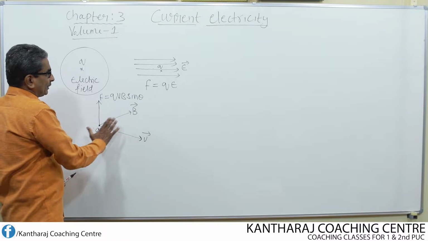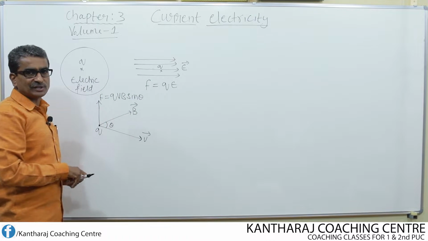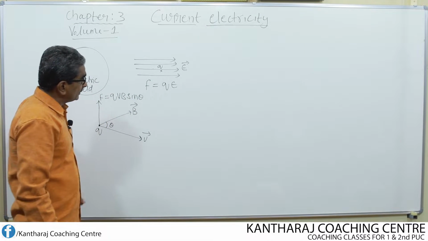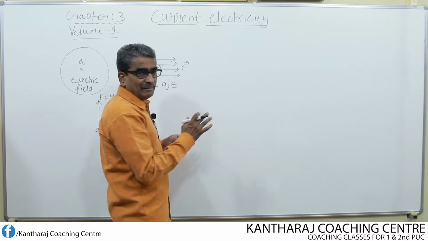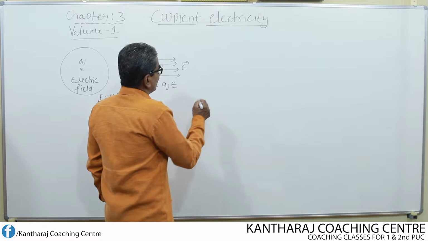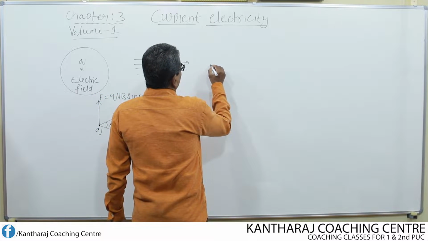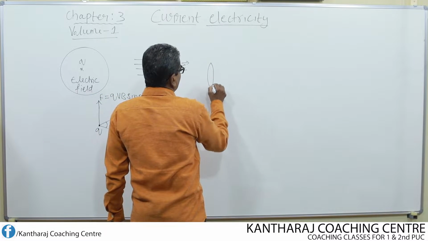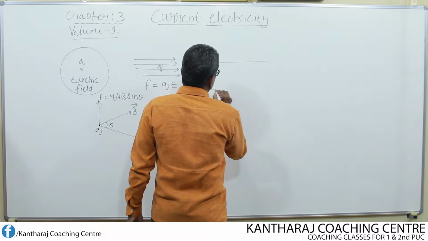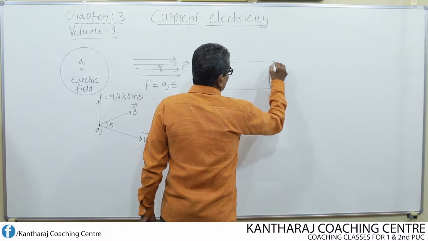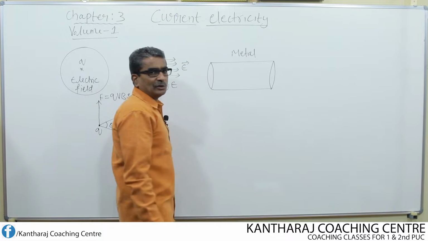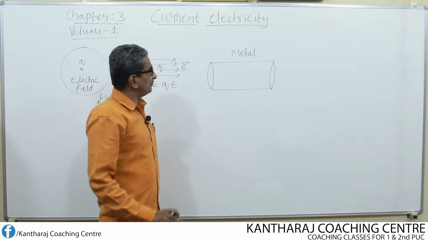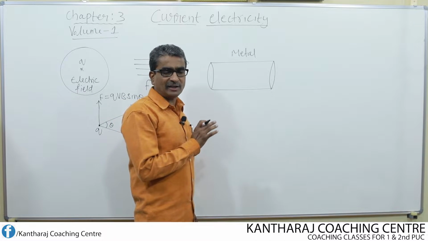So just look into three different situations now. Suppose I consider a metallic conductor, say for example a copper rod or an aluminum rod or an iron rod. Why should I consider metal? Because we know that in case of metals, plenty of free electrons are available.